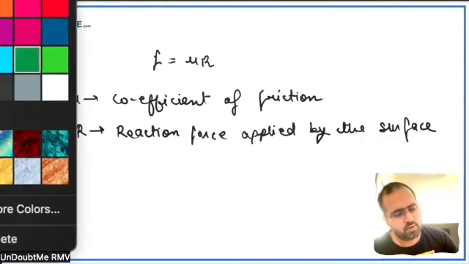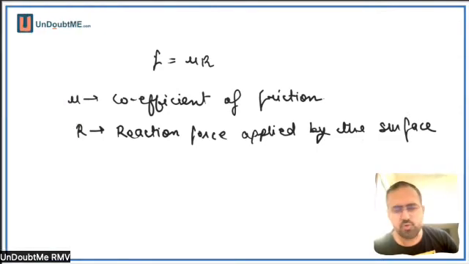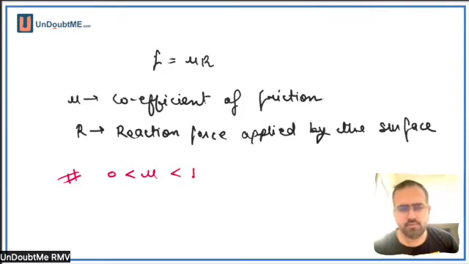Now there are a few properties of mu which you should know. First thing is this mu will always be between 0 and 1. It can never go beyond 1, it can never go beneath 0. It can't be negative. If you're getting a negative value, then something's wrong. And it cannot go beyond 1. So it will be between 0 and 1.